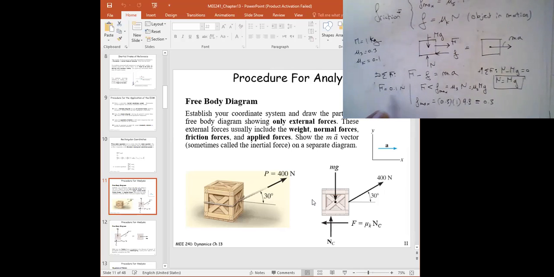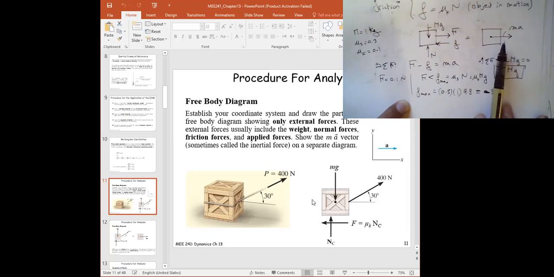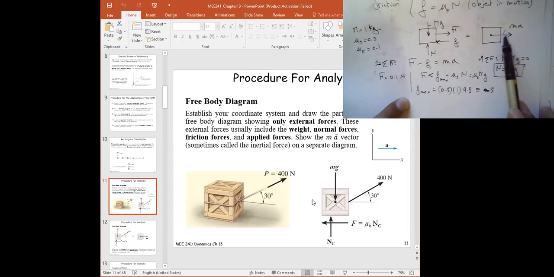So as long as 0.1 is less than 3, what is the value for the friction? If I'm increasing the force on this object, will the object move or not? It won't move until the force reaches 3. So as long as the force is below 3, what is my acceleration? Zero, exactly. So what would be the value for the friction force?